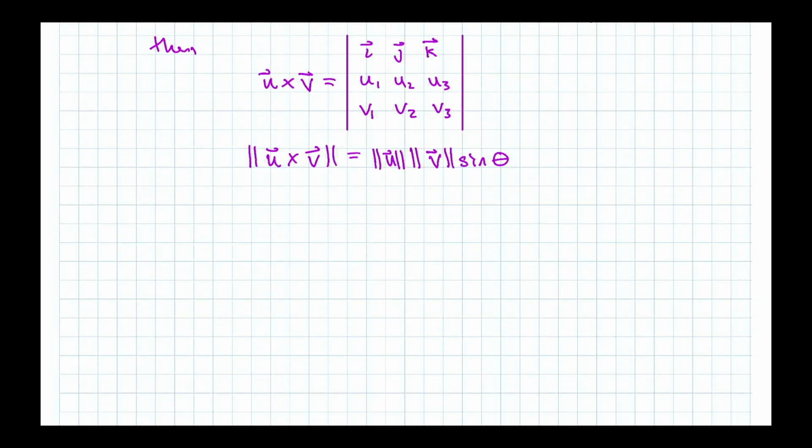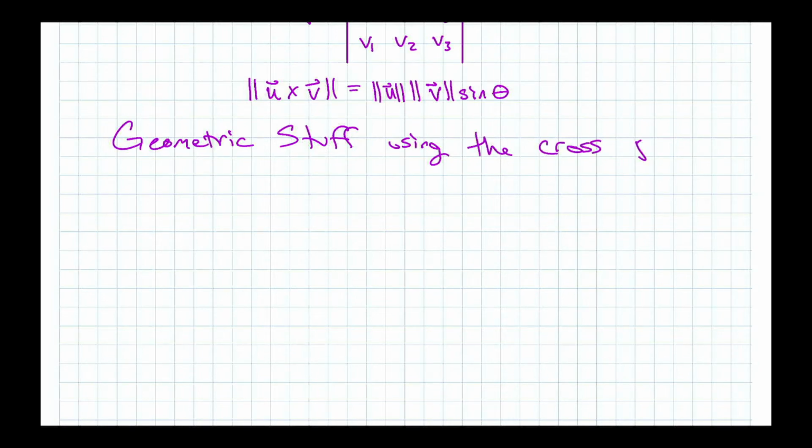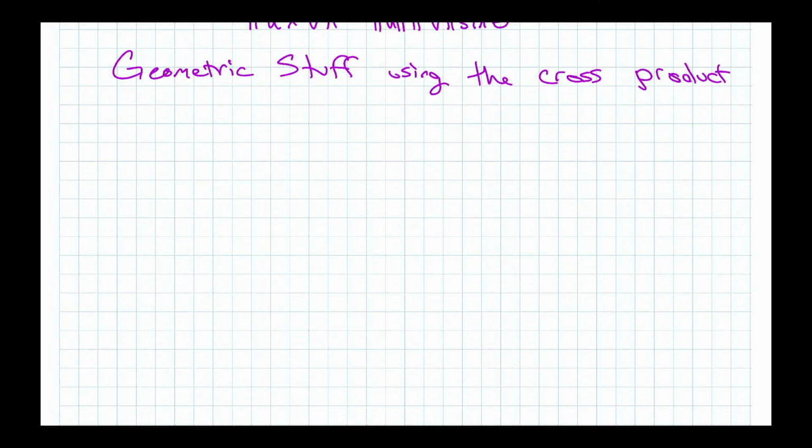So what we want to do is talk about the geometric interpretation of this, the geometric stuff using the cross product. Where we start with this is we're going to consider a parallelogram.